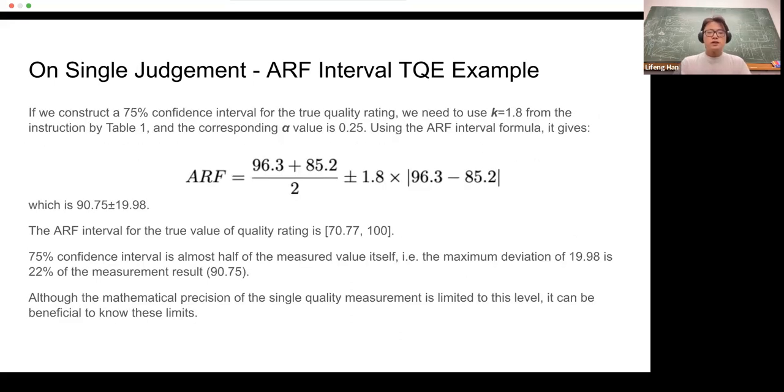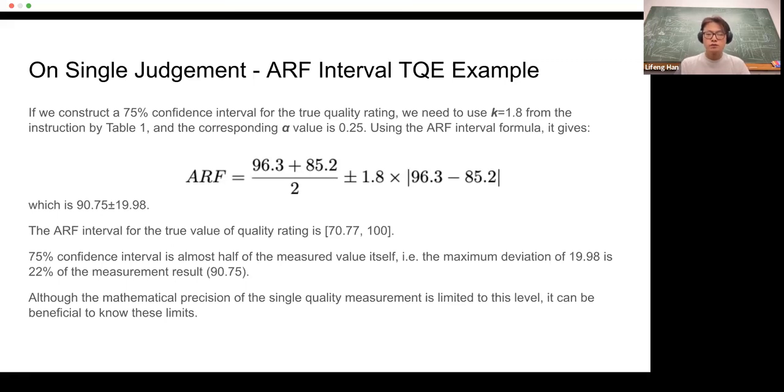If we construct the 75% confidence interval for the true quality rating, we need to use k equals 1.8 from the construction by table 1. And the corresponding alpha value is 0.25. Using the ARF interval formula, it will give 90.75 plus minus 19.98.